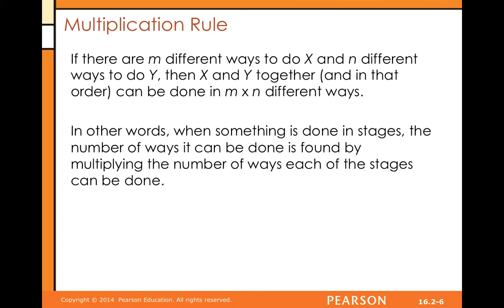What we just did, that previous example, is an application of what is called the multiplication rule. And this is what that rule says. If there are m different ways to do x and n different ways to do y, then x and y together in that order can be done in m times n different ways.